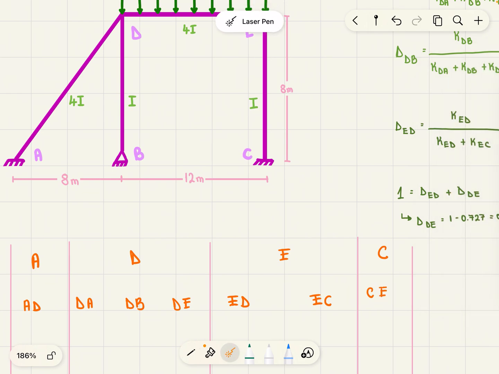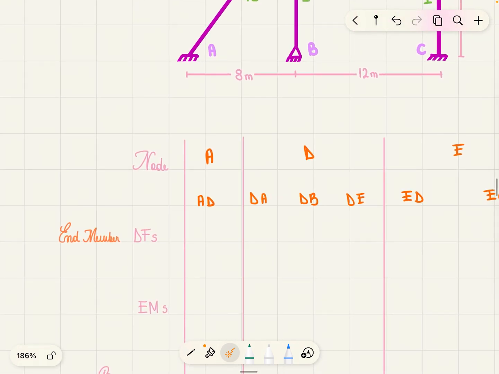We also have node B. So what are we going to do with this one? Well, it's a pinned end. And we know that at pinned ends, the moment is 0. So no need to include it in our table because we're looking at moments, and node B doesn't have any value of moment to include.